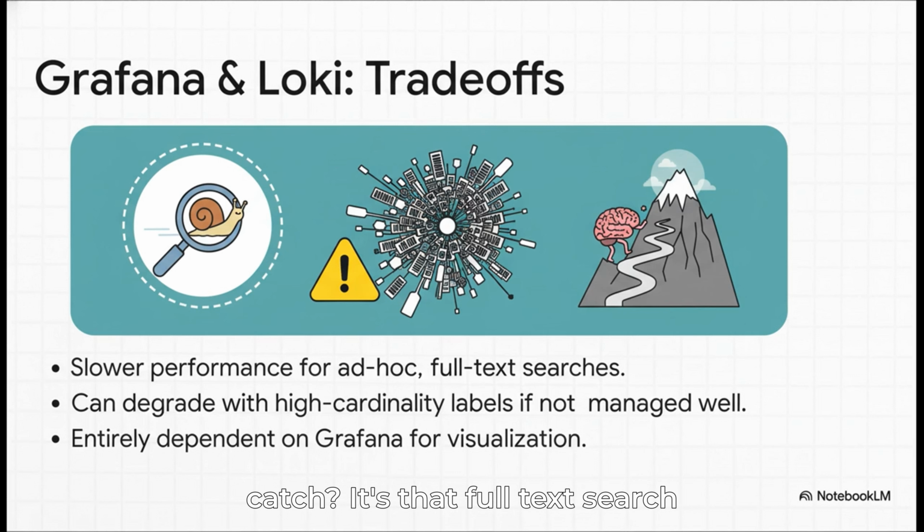So what's the catch? It's that full-text search performance. Because Loki isn't indexing the log content itself, searching for a specific error message means it has to go back and scan the raw log files, which can be slower. You also have to be smart about your labels. If you use labels with tons of unique values, like a user ID, what we call high cardinality, you can really hurt performance if you're not careful.